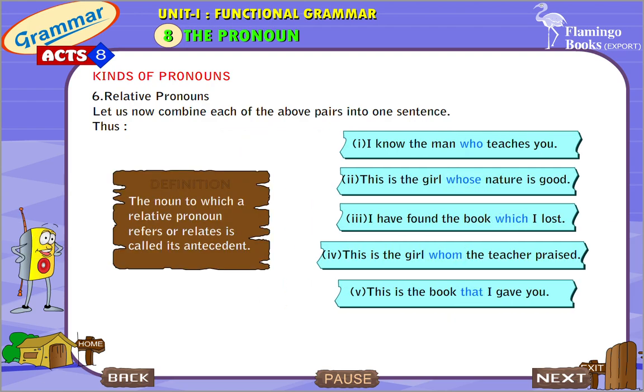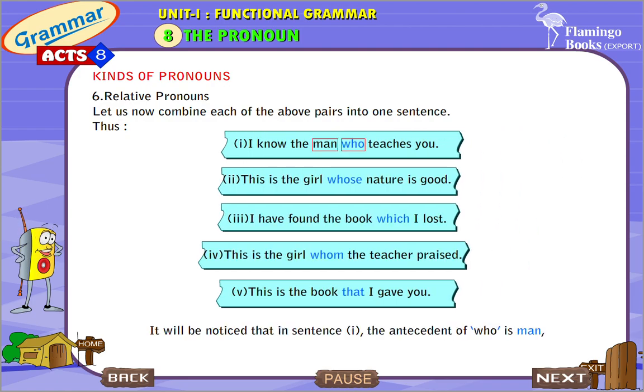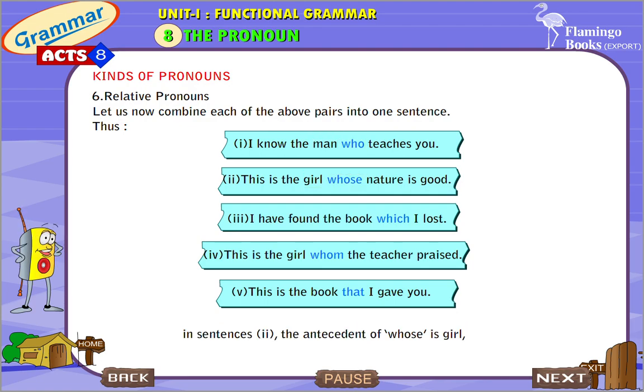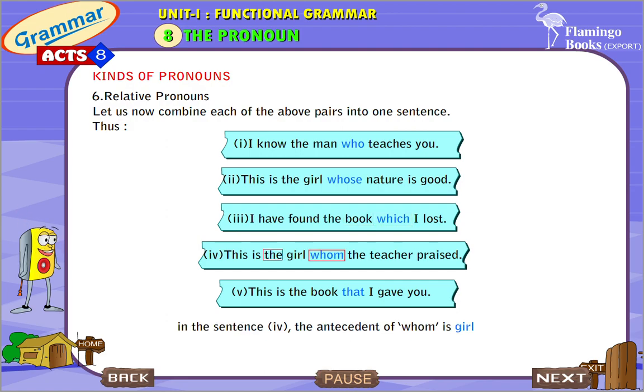The noun to which a relative pronoun refers or relates is called its antecedent. It will be noticed that in sentence 1, the antecedent of who is man. In sentence 2, the antecedent of whose is girl. In sentence 3, the antecedent of which is book. In sentence 4, the antecedent of whom is girl, and in sentence 5, the antecedent of that is book.